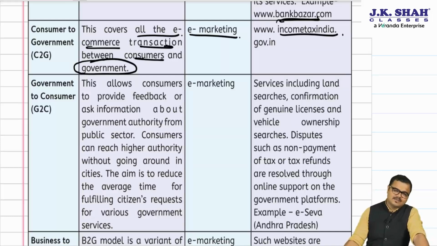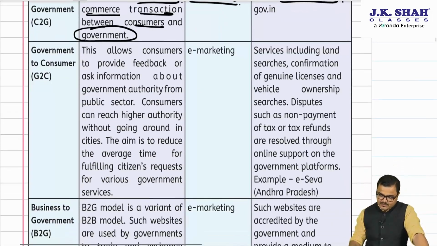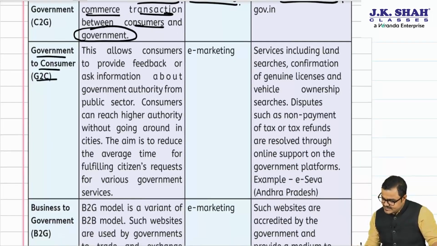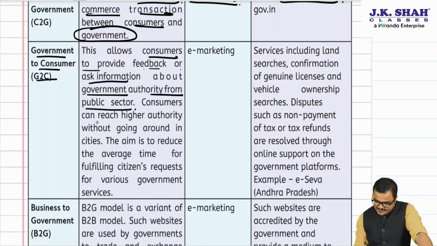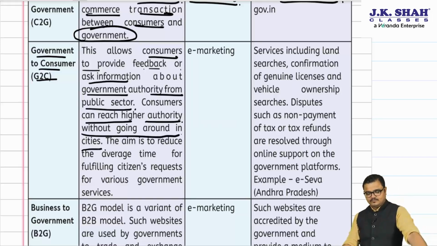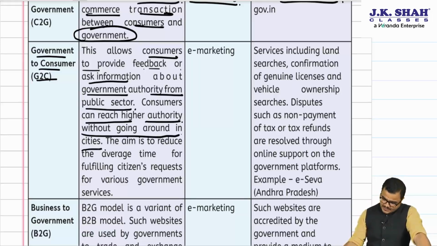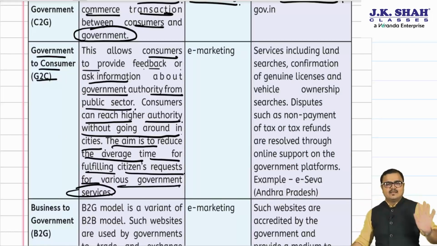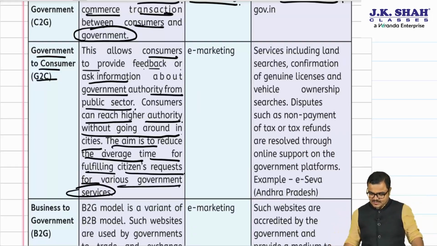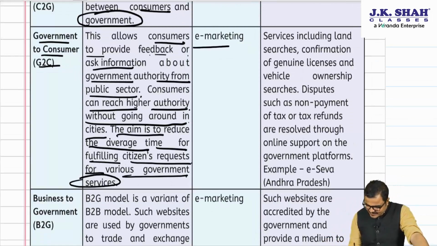Got it? 100%, sir. Reverse to this, sir, government to citizen or consumer. This involves consumers providing feedback or information asked by the government authority from the public sector. Consumers can reach higher authority without going around in cities. Clear? 100%, sir. The aim is to reduce the average time for fulfilling the citizens' requests for various government services. So government services can be easily available. Agreed? Yes, sir. Including e-marketing.